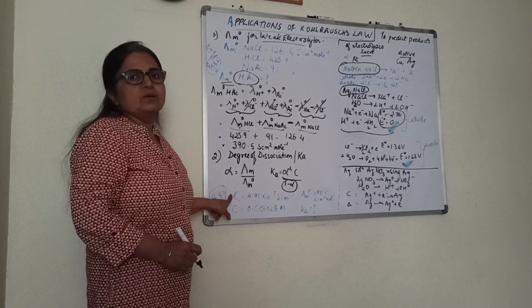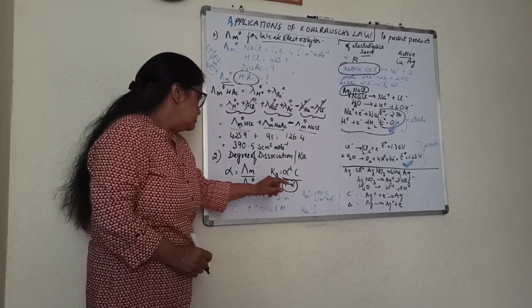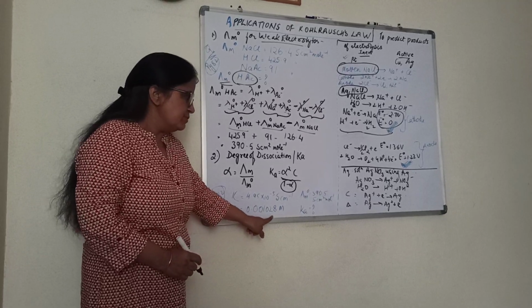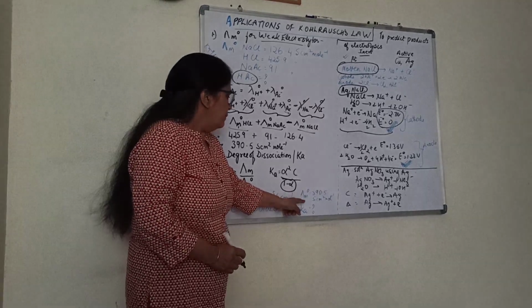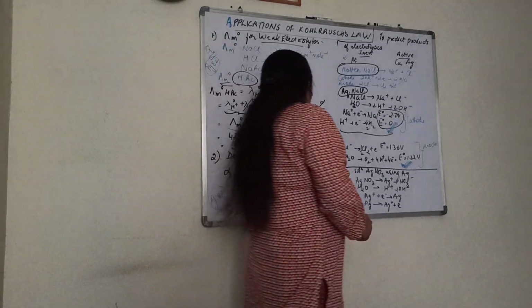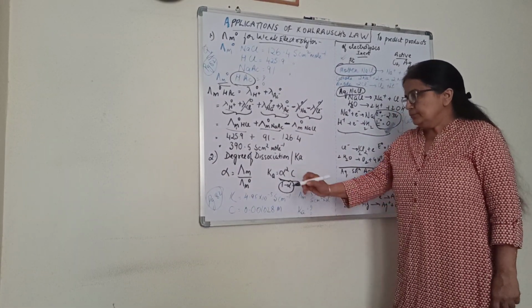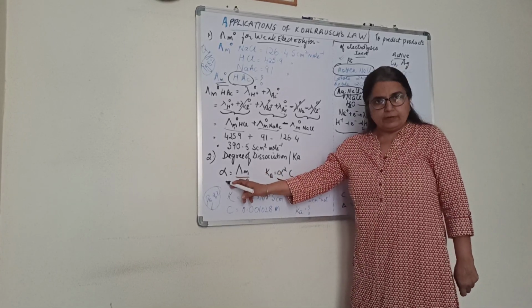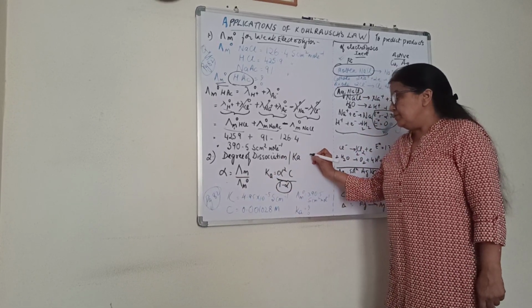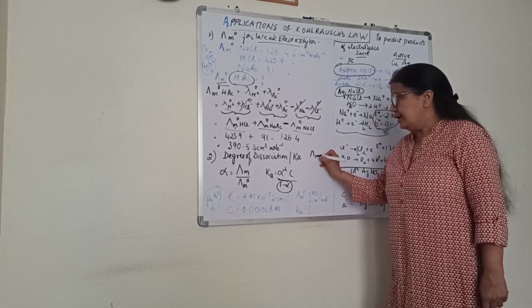Where kappa was given, conductivity was given to us, concentration is given to us, lambda m naught was given, and we are asked to calculate this Ka value. So what we will do? We will have to first find alpha. To find alpha, we have to first calculate lambda m.